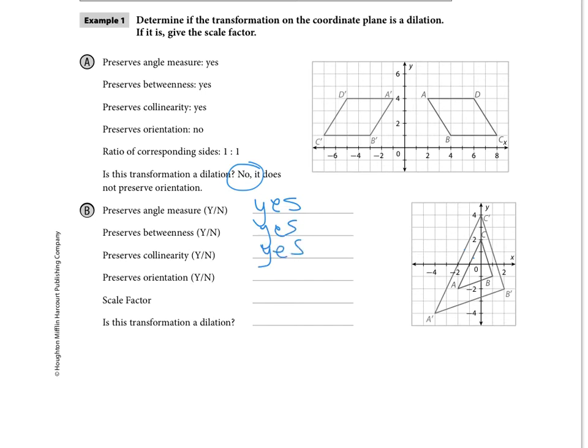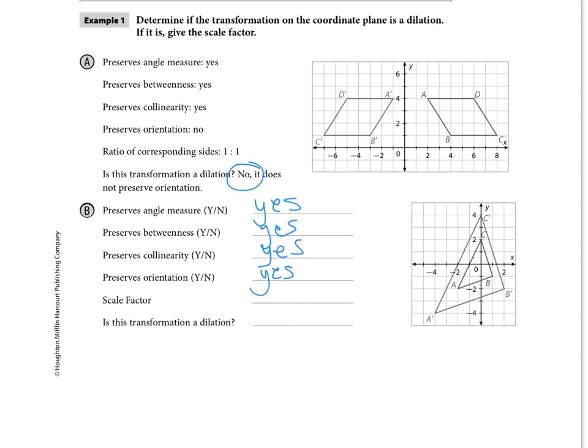Question is, can I preserve its orientation? In other words, can I go clockwise and encounter the points in the same way, or counterclockwise? So counterclockwise, if I go A to B then C, then the same thing is true counterclockwise, A prime to B prime to C prime. So orientation in this case is staying the same.